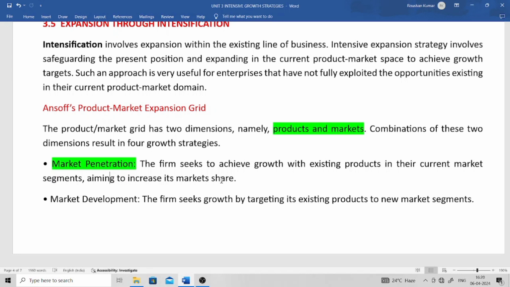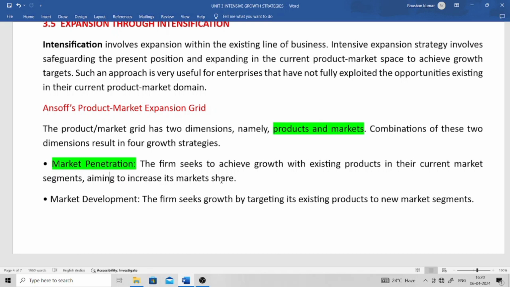Then it can also happen by increasing its efforts to attract its competitors' customers. If the firm can attract its competitors' customers, then also market penetration will succeed. Then there is targeting new customers in its current market. If the firm targets new customers in its current market, then it is possible to get more customers, and here we get market penetration.